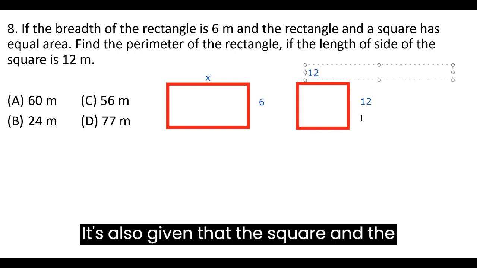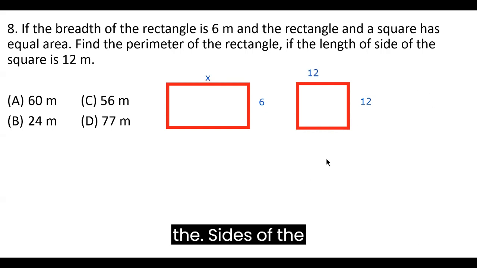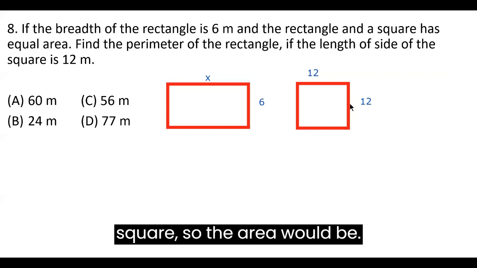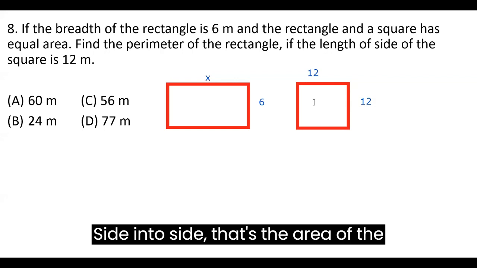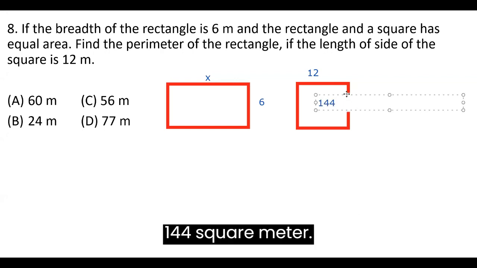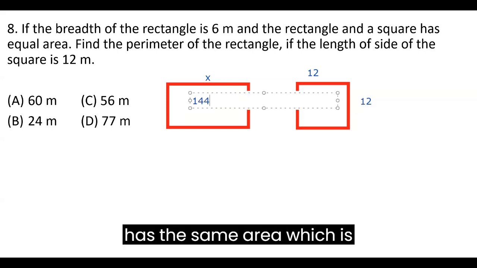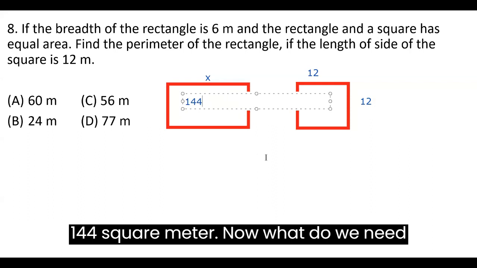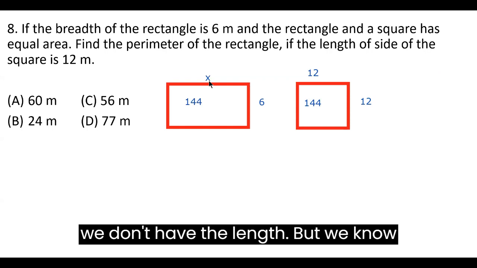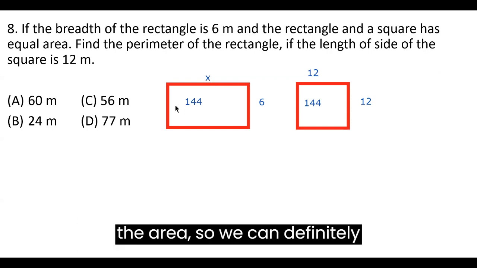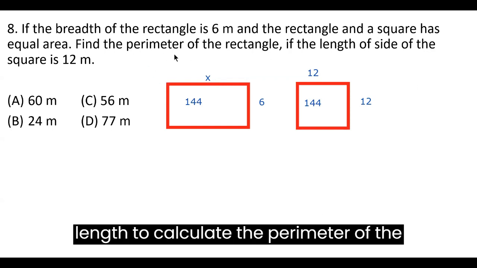It's also given that the square and the rectangle have the same area. So we have the sides of the square, so the area would be side times side. That's the area of the square, so that is going to be 144 square meter. So we can safely say that the rectangle also has the same area, which is 144 square meter. Now, what do we need to do? We have the breadth, we don't have the length, but we know the area. So we can definitely find the length because we would need the length to calculate the perimeter of the rectangle.